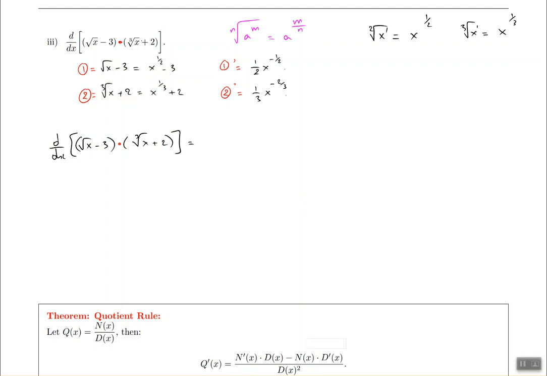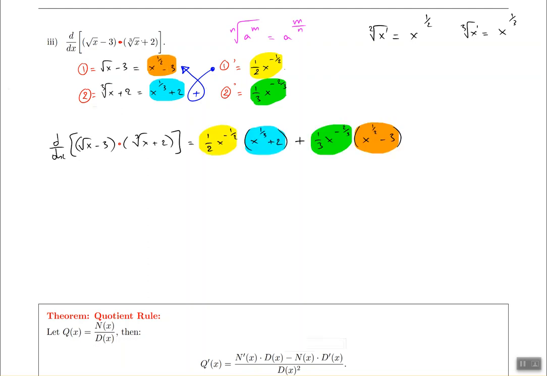So at this point, we are expected to multiply the corners according to the product rule. And the product rule basically says start with the first derivative corner, go around, multiply everything, and in the middle, put a plus. So we're multiplying the 1/2 x to the -1/2 with the x to the power of 1/3 plus 2. Also, we're multiplying the 1/3 x to the power of -2/3 with x to the 1/2 minus 3.